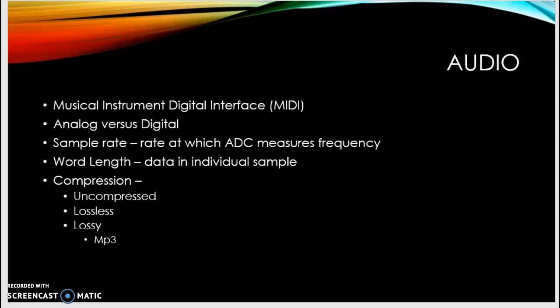Audio. In the next chapter, the first chapter to read this week is graphics. The second one is audio. And in audio, the other thing you should be thinking about in your game is what you are going to use as far as sound. And so some of the terms that are discussed in these chapters are how to use sound and the words around it, like MIDI, analog, digital, sample rate, word length, compression. These are all things that have to do with audio.